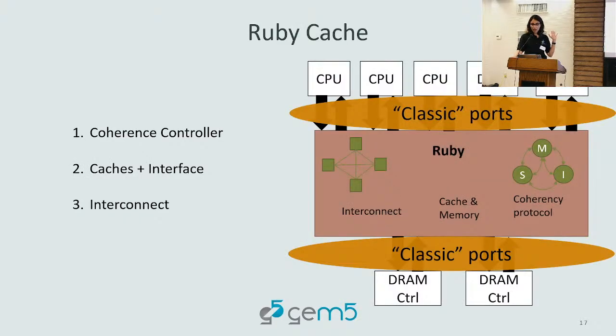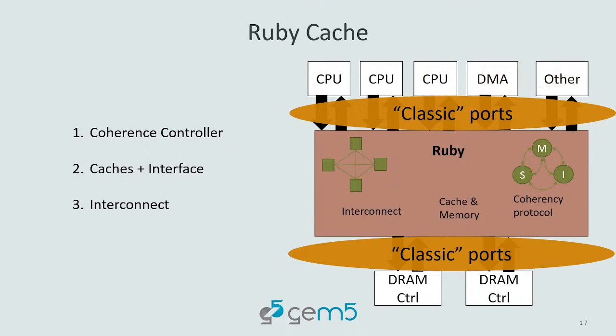So if we want to look at Ruby, what is Ruby? It's a structure between your CPUs and memory. It describes the interconnect and it describes your coherency protocols. And it can be connected to your CPUs and memories through classic ports like request and response ports.